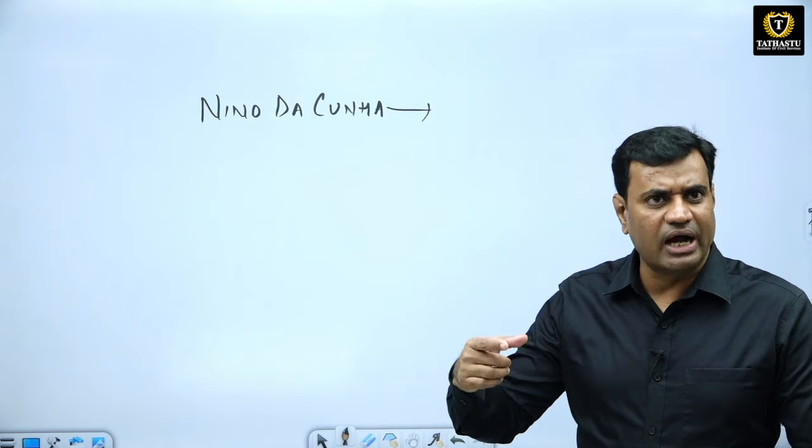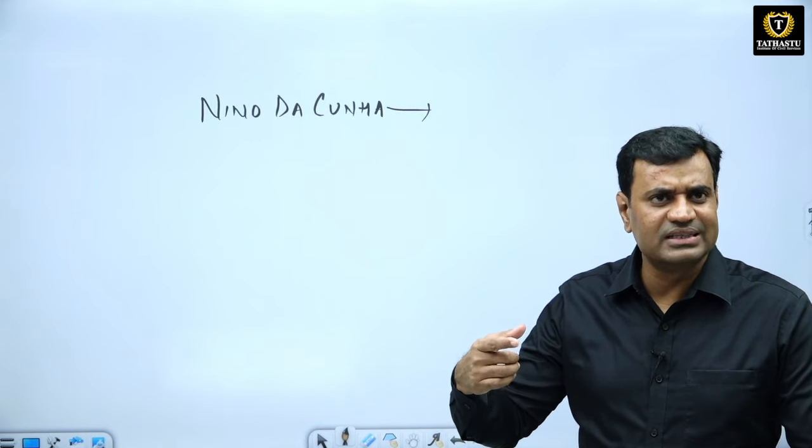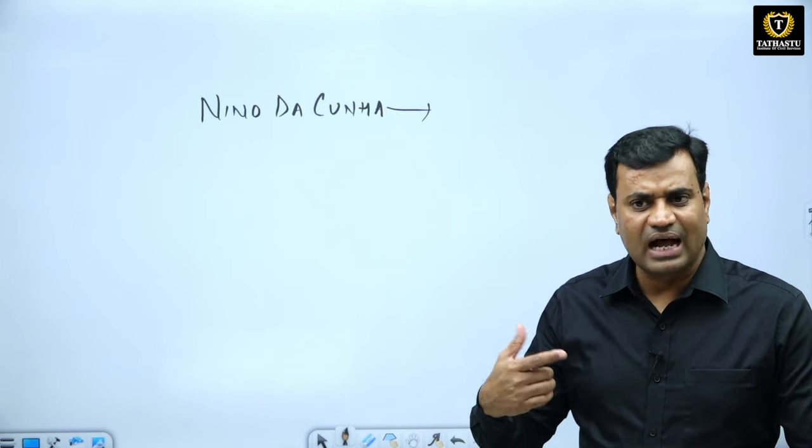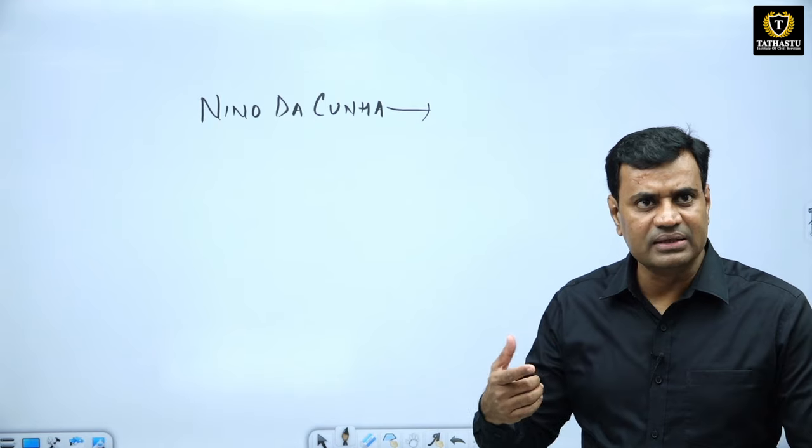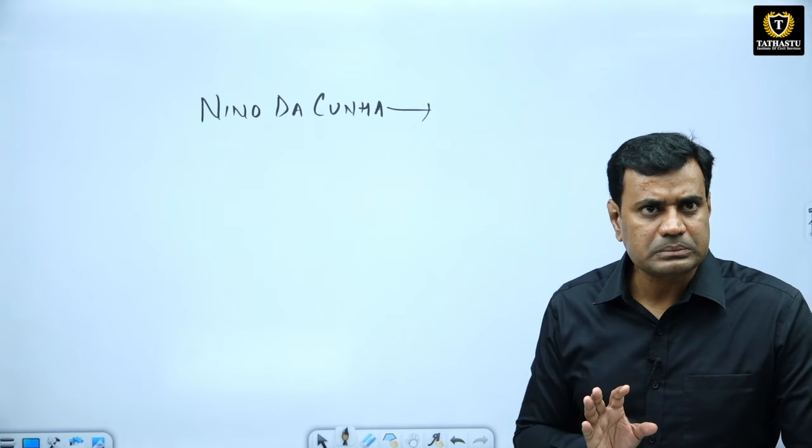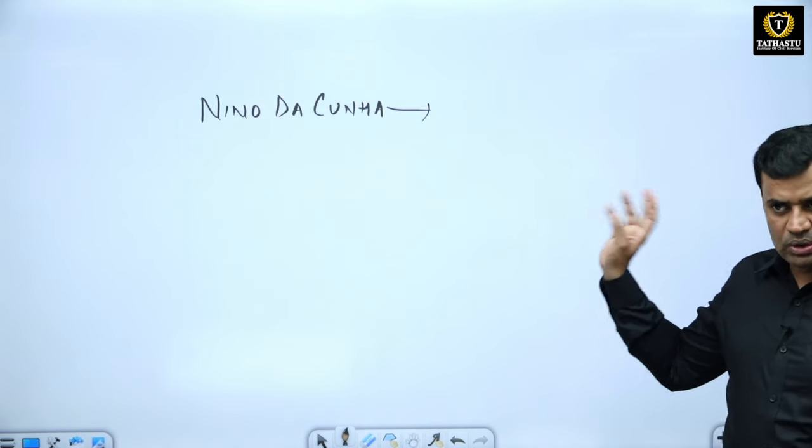The last point is that Albuquerque prohibited the practice of sati and even asked the Portuguese to marry Indian women. Is it clear, Prashant? Okay. Nino de Cunha.